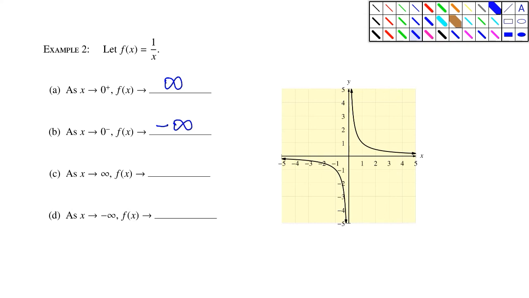Part C, as x approaches positive infinity, what do the f of x values do? So here, if you continue going to the right without bound, the curve gets closer and closer to y equals 0. So we say that f of x approaches 0.